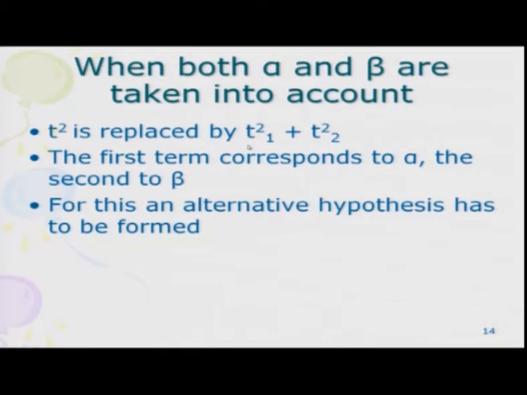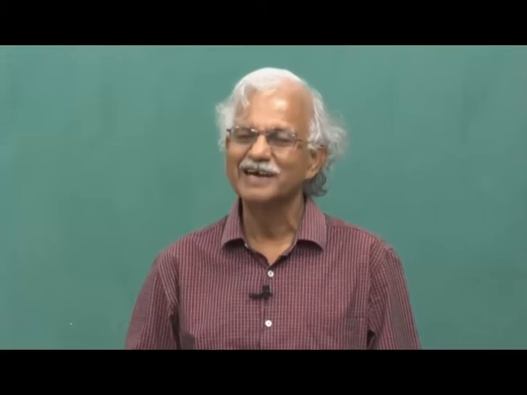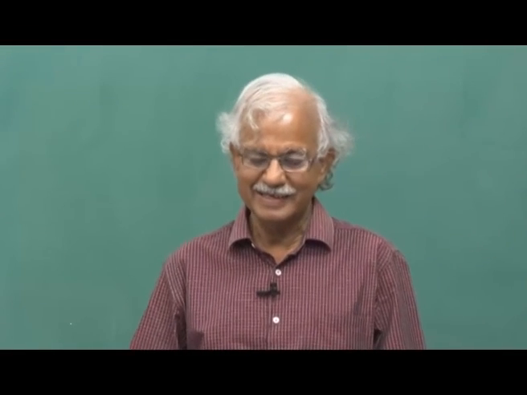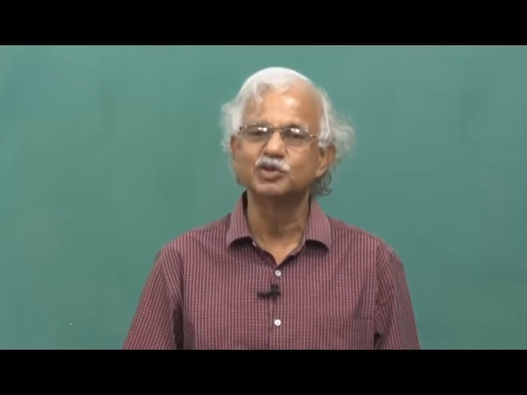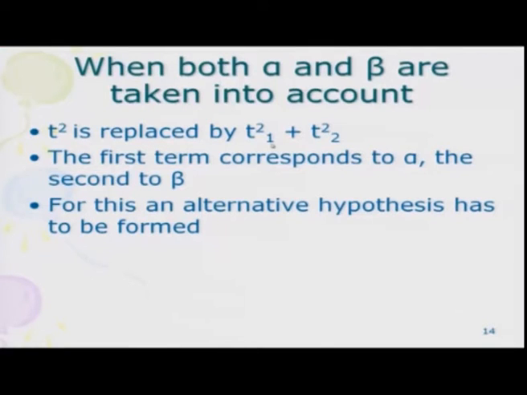When we were students, only alpha was considered, but these days when you submit a research proposal, if you also include beta, then you will leave the impression that you are more familiar with advanced theory of sampling, and in that case t square will be replaced by t1 square plus t2 square. T1 corresponds to alpha and T2 to beta. And normally we try to fix alpha and then after that we fix beta.